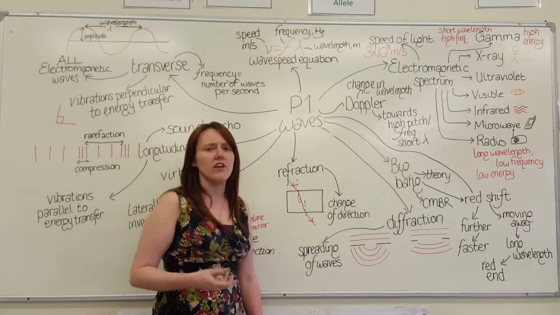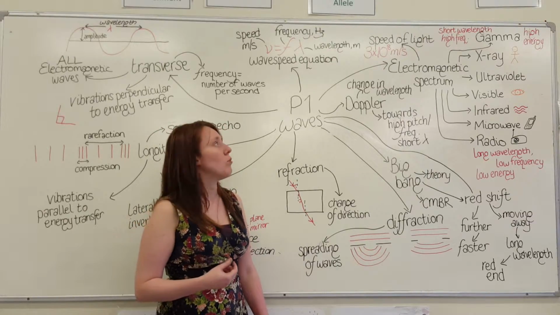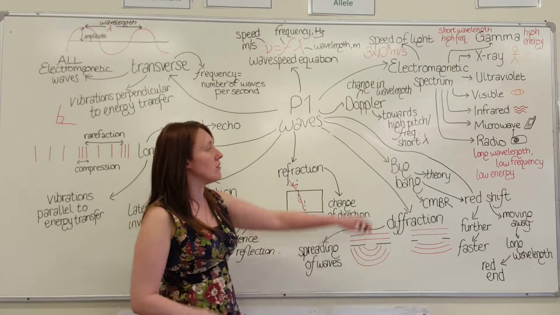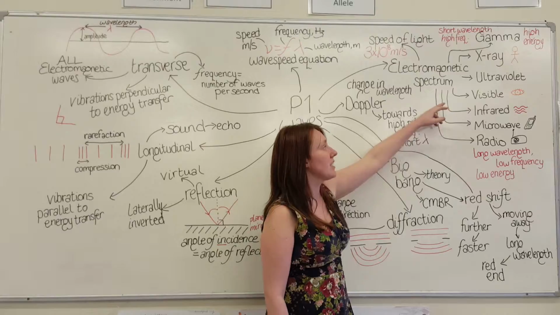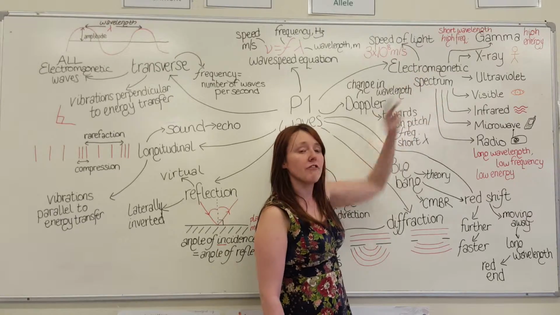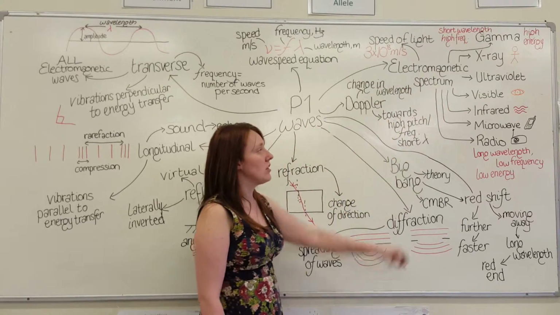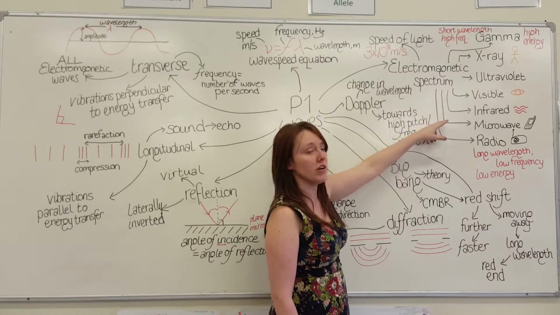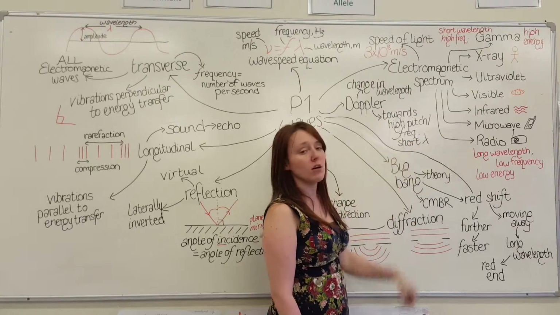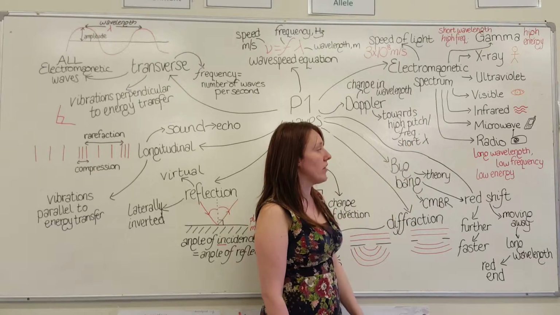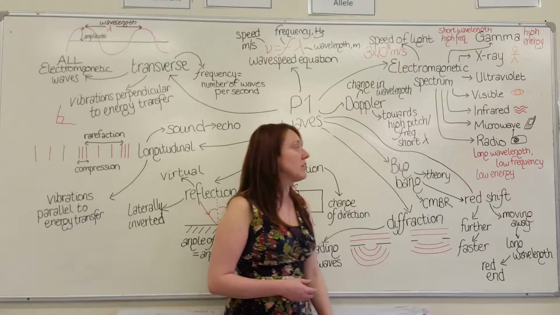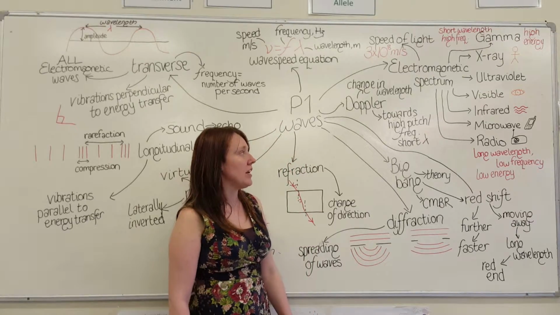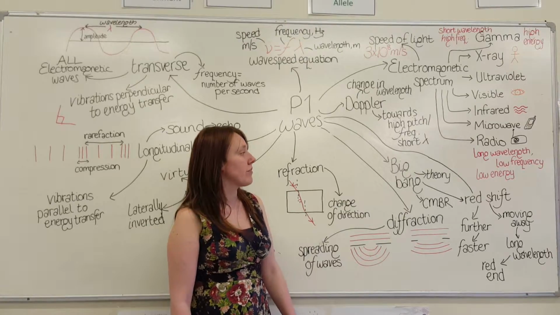X-rays, still very high energy, not as short a wavelength as gamma, but we use it to look at broken bones. Ultraviolet, to detect counterfeit. These are ionising radiations. Visible to see, infrared for cooking, that's what you see in your grill or your toaster. Microwave, to cook food or in mobile phones, and radio waves for communication.